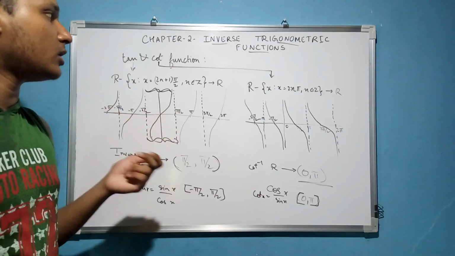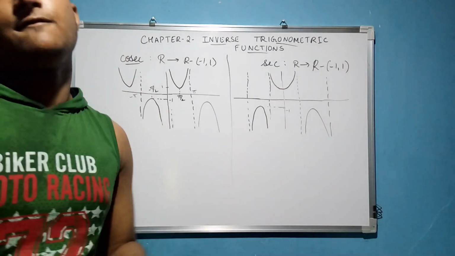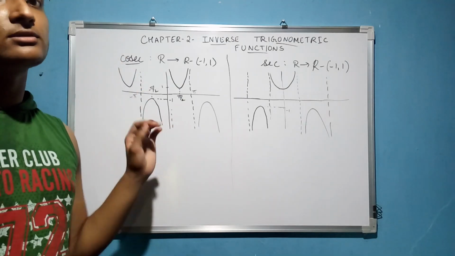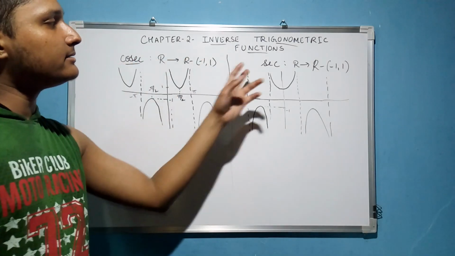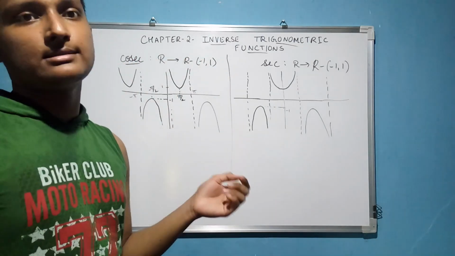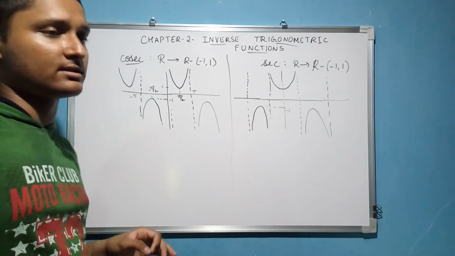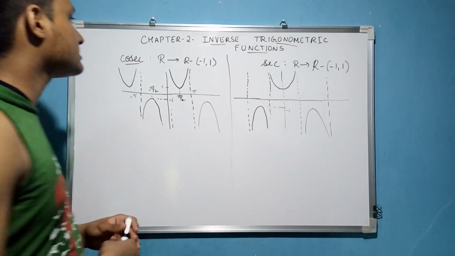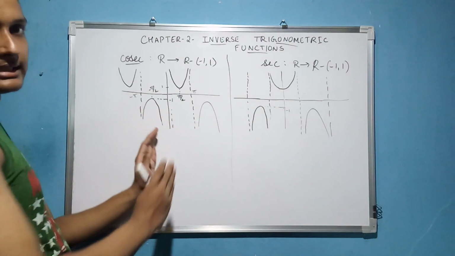Okay, next we'll move on to the cosec and sec. Next you have the cosec and the sec function. Cosec is 1 by sine, right? So it is going to be very similar to the sine function. And sec is 1 by cos, that is going to be very similar to the cos function. That is an easier way to remember it. So now you have the cos function, you will have a graph that is like this.